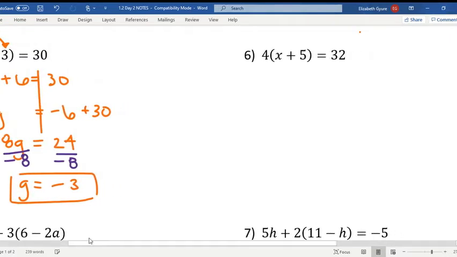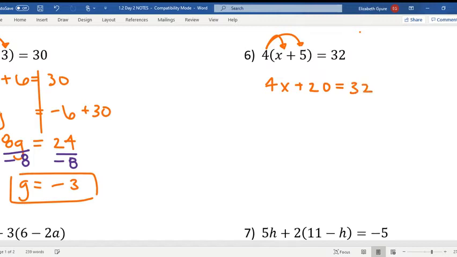I see parentheses. Jake Sanders, what should I do when I have a number outside of my parentheses? Yeah, we're going to multiply. We're going to do 4 times x. And Jake, what would I write for 4 times x? 4x, good. Hannah, what should I do next? Good, which is? 20, good. Equals 32.